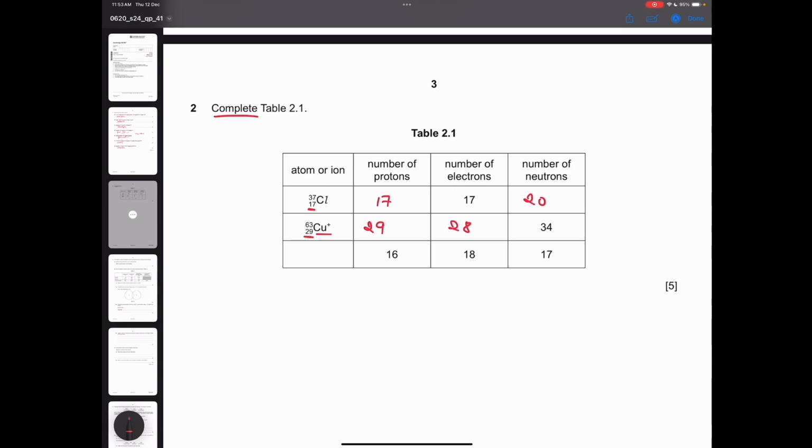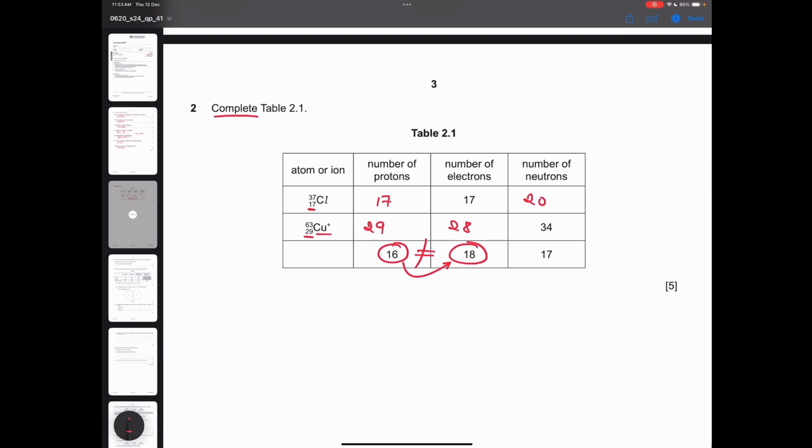Now, in the third row, you have to identify the atom or the ion. Just look at the number of protons or electrons. If the number of protons and electrons are same, it's an atom. If they are not same, it will be an ion. Now, how do you know will it be a positive ion or negative ion? If it contains more electrons than protons, it will be a negative ion because negative represents excess electrons.